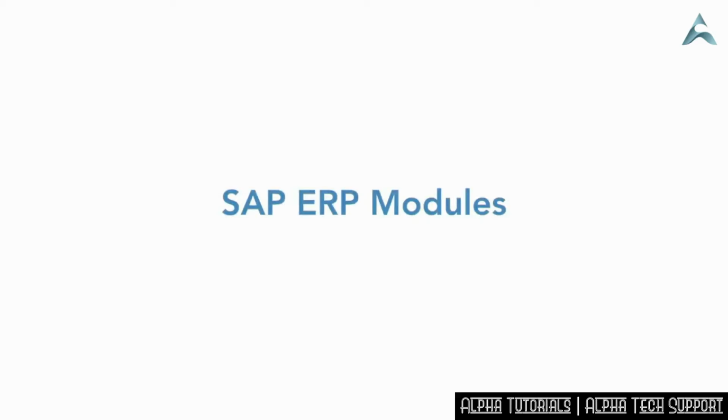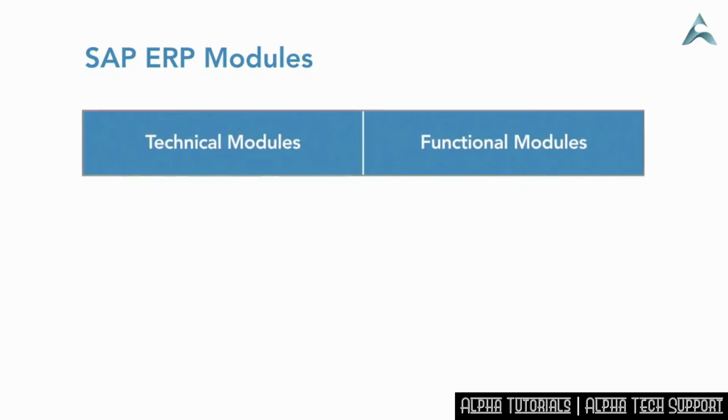The SAP ERP is broken up into different modules that all interact with each other to form a comprehensive solution. Let's look at a very high-level overview. There are 2 types of modules in SAP: technical modules and functional modules. Technical modules deal with SAP infrastructure.